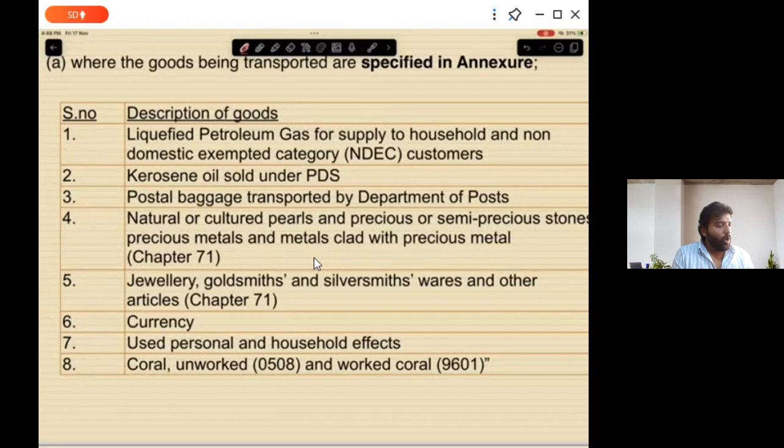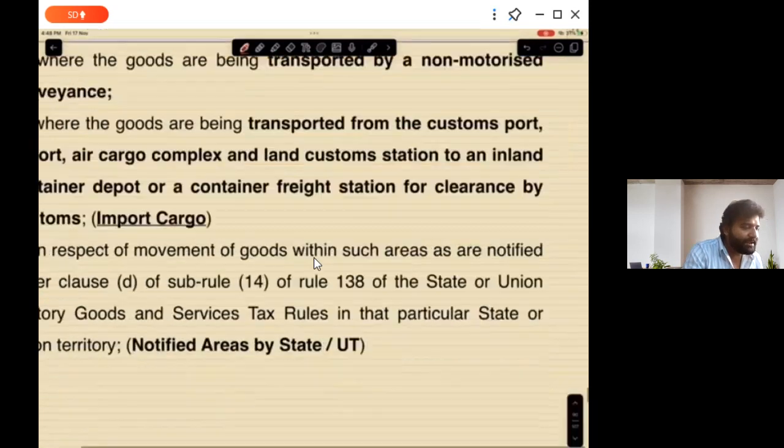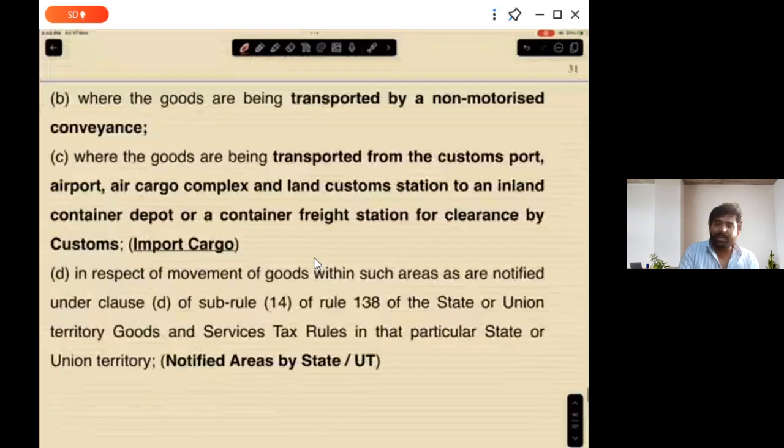LPG, kerosene oil, postal baggage, natural or cultured pearls, jewelry, currency, used personal household effects, coral, then non-motorized conveyance. If you are carrying goods by bullock cart or horse cart, that is non-motorized conveyance. Transport from a customs port to an ICD or any port in India. So goods are going from one customs port to another customs port in India. Also, movement of goods which are notified by the state, some notified areas.